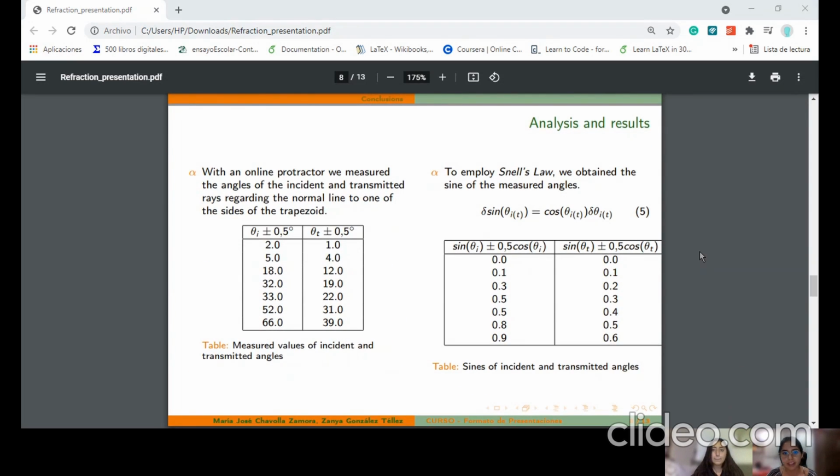So we're going to begin the analysis. For the first activity, as Maria Jose said, we use an online protractor and we measure the incident and the transmitted angles, whose values are given by the first table. But to employ Snell's law, we needed to measure the sines of these angles, and we measured them. They are presented here in the second table, and to obtain the uncertainty associated with the sines of the angles, we use equation 5.